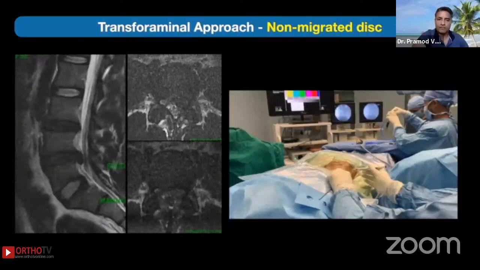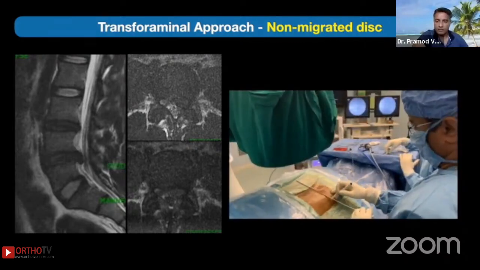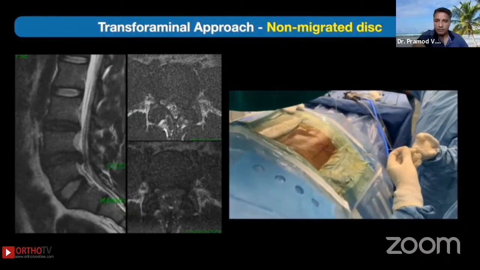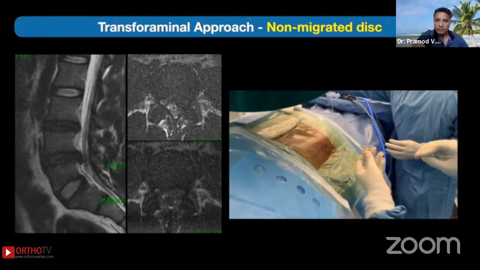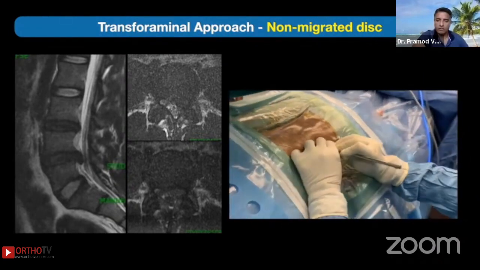Now let's talk about the transforaminal approach first. First case, non-migrated L4-5 left paracentral herniation. Now this is the clinical video showing the entry of the endoscope. We mark the skin entry point for the needle. The needle is inserted once the position is confirmed. The stylet is removed and the guide wire is inserted through the needle.